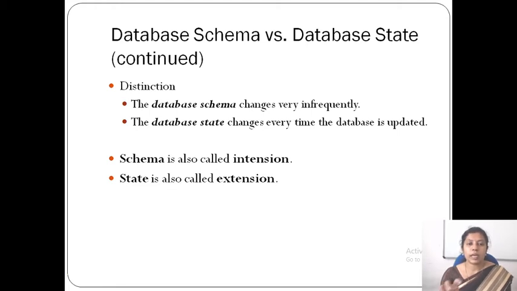Okay, so the database state will change every time you perform some update on the content. Update means here insert, delete or modify the content. Then schema is called intension and state is called extension. Schema is sometimes referred to as intension and state is called extension.